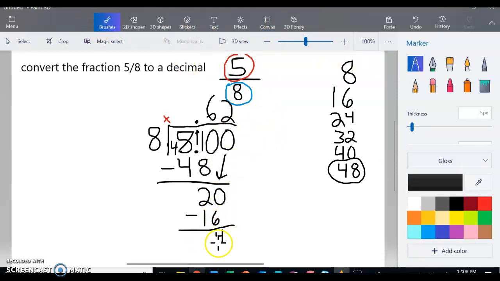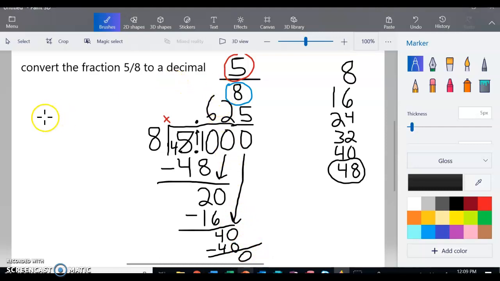Now we still do not have a 0 down here. So yes, we will need to add another 0 and bring it down. This is going to give us 40. If we look at our multiples, we can see that 8 times 5 is going to equal 40. We count our 8 5 times. So we're going to write a 5 up here. And now we're going to do 5 times 8, which we know is 40 based on our multiple chart over here. So we have 40 minus 40. That is going to be 0. Whenever you reach 0, you are done with your problem.